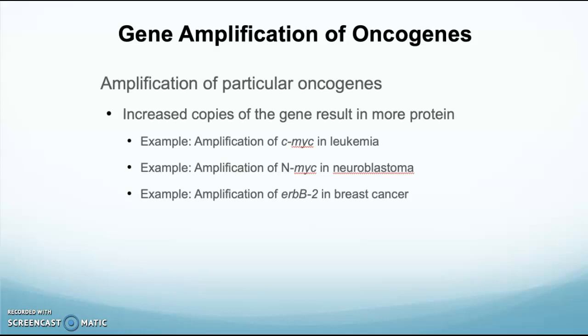We can also get gene amplification of oncogenes, which means that we have increased copies of the gene, which means more protein. And what we can see is that amplification of a particular gene here can cause leukemia. Amplification of another one can cause neuroblastoma, and in this one it can cause breast cancer. So basically a normal amount of this particular gene and, down the road, protein does not cause cancer, but if we have an amplification, it means we have an overexpression of this gene.